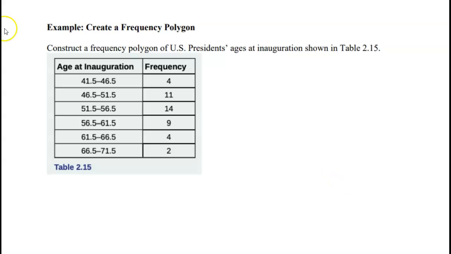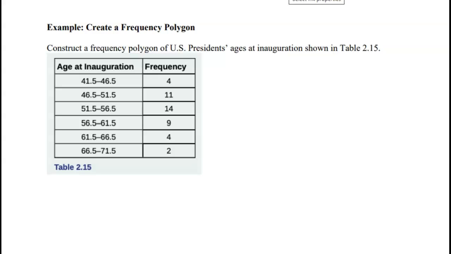All right, welcome. Let's look at creating a frequency polygon. So we have a frequency table with the US president's ages at inauguration and the frequency. So there were 4 between 41.5 and 46.5 years old at inauguration. There were 14 between 51.5 and 56.5, and so on.